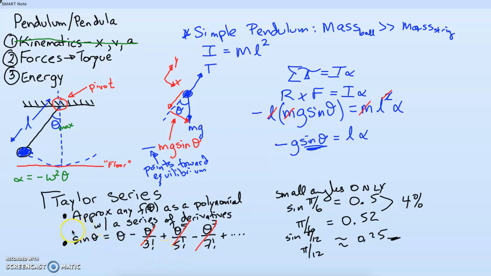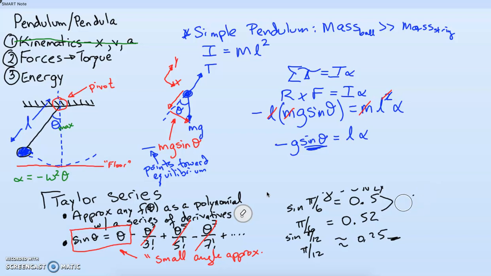Therefore, for a small angle, we can approximate sine theta as theta. And that is called the small angle approximation. We're going to use this up here, and we're going to get rid of sine theta and replace it with theta. Okay, end sidebar, and now I need that space back.